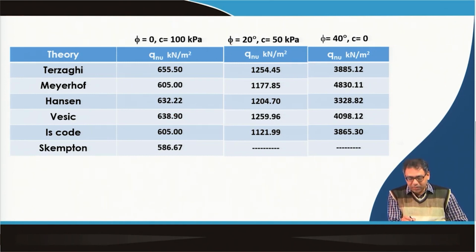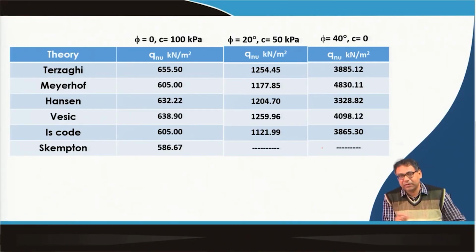But for the c-phi soil, this is for phi 0 and C equal to 100 kPa; for phi equal to 20 degree and C equal to 50 kPa, this case is considered a general shear failure, and in the first case also it is considered a general shear failure. All three cases are considered general shear failure. And for phi equal to 40 degree and C equal to 0, here also I will get the value. So you can see that in different cases, different theories give the highest value or the lowest value.